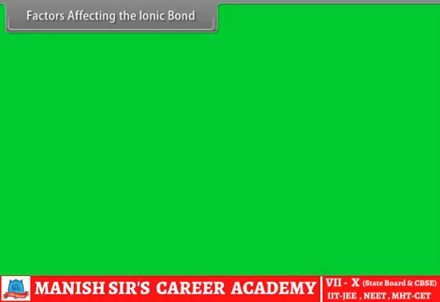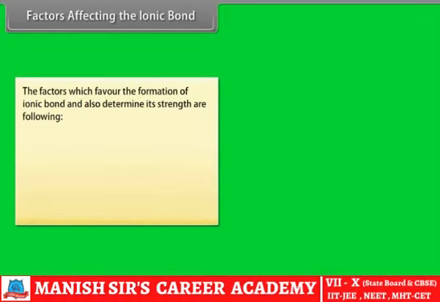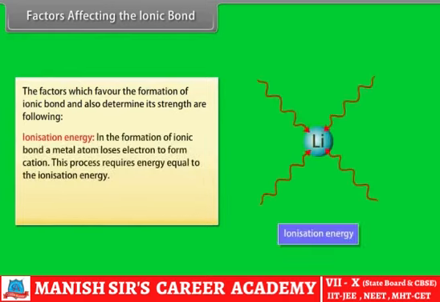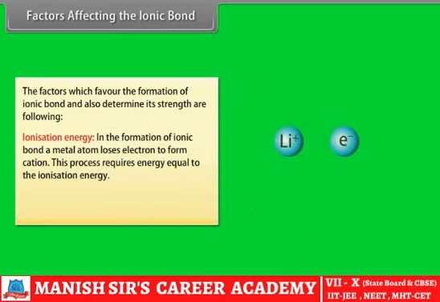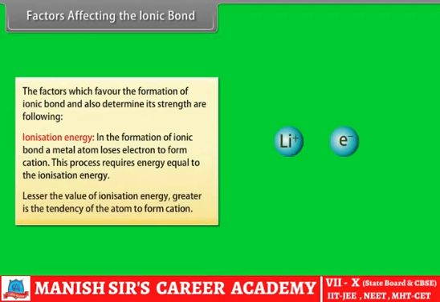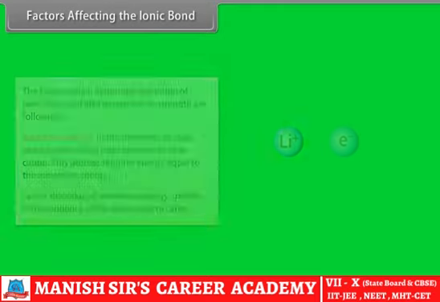Factors affecting the ionic bond. The factors which favor the formation of ionic bond and also determine its strength are the following. Ionization energy. In the formation of ionic bond, a metal atom loses an electron to form a cation. This process requires energy equal to the ionization energy. The lesser the value of ionization energy, the greater is the tendency of the atom to form a cation.